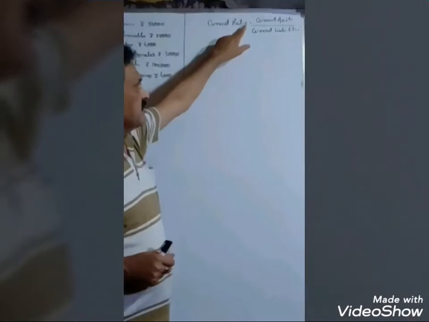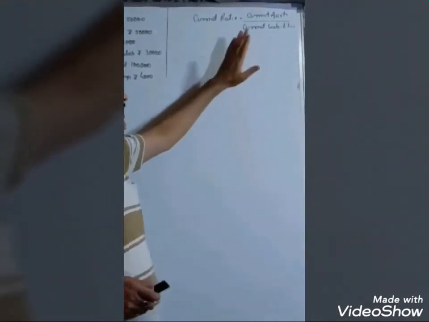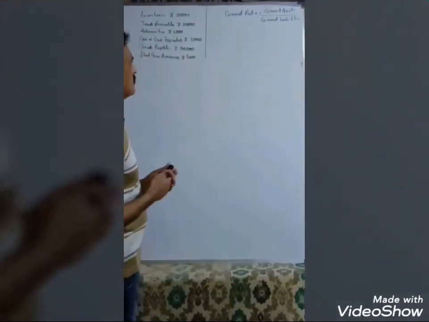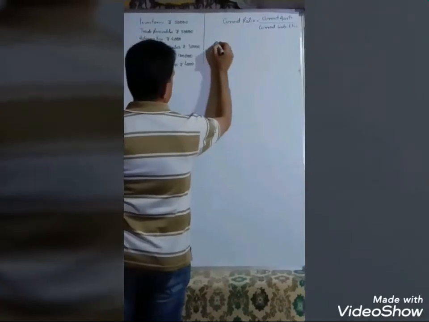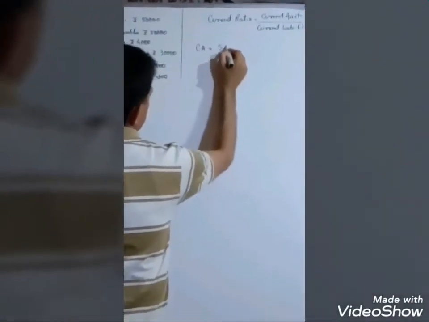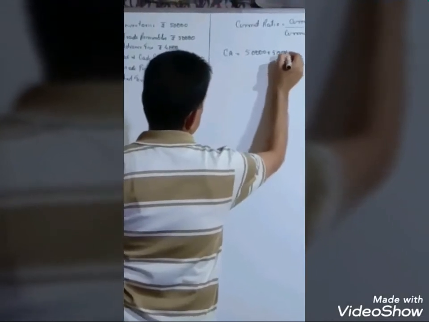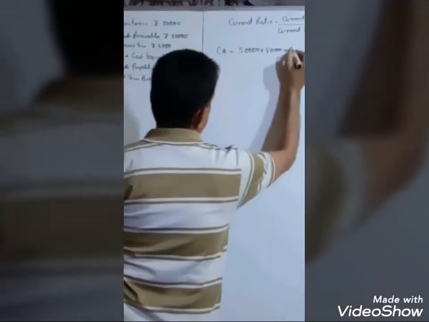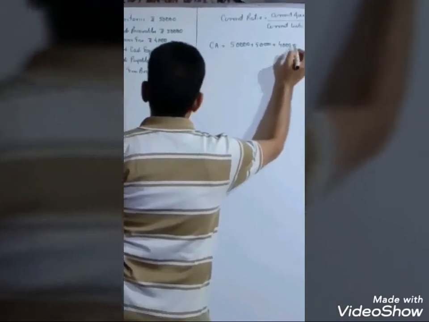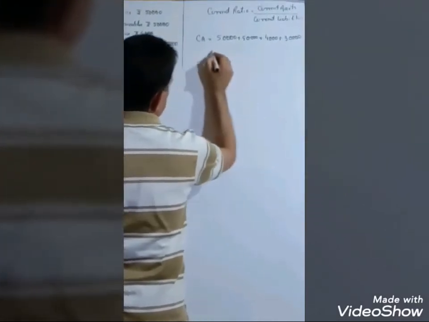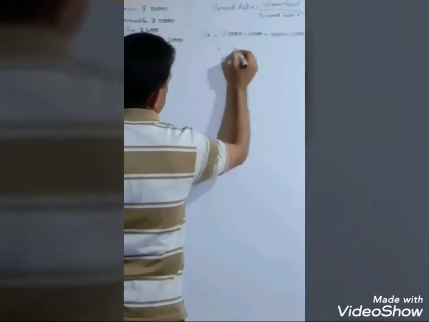Now, for the calculation of current ratio, the formula is current assets divided by current liabilities. For calculating current ratio, we have to divide current assets by the current liabilities. Now, we have to solve this. Firstly, we have to calculate current assets. So, current assets are inventory rupee 50,000, trade receivables also rupee 50,000, advance tax is rupee 4,000, cash and cash equivalents rupee 30,000. So this will be 1,34,000.